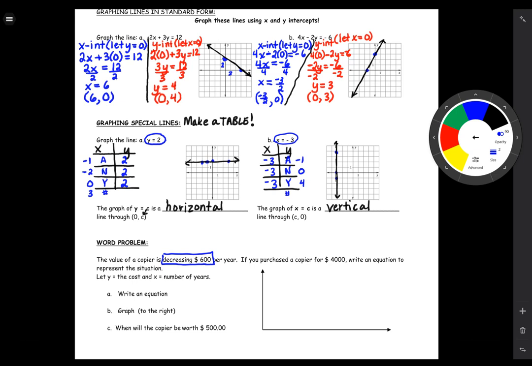Anytime you see numbers, that's important. If you purchased a copier for $4,000, write an equation to represent the situation. So your starting cost is $4,000. So that would be your Y-intercept. Your Y-intercept is always your starting value.